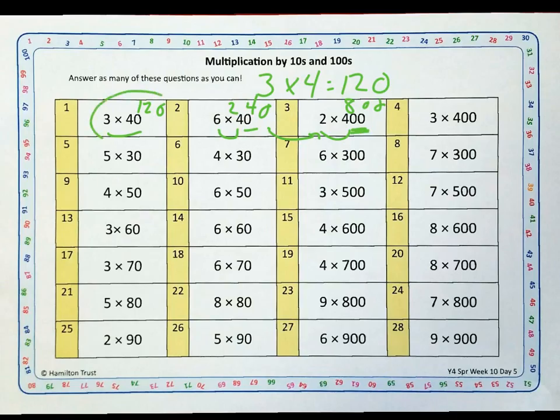We know here that 3 times 40 is 120. So 3 times 4 here is 12 again. And then multiply it by 100, 1,200. Alright, so you just write the answer anywhere in the box.